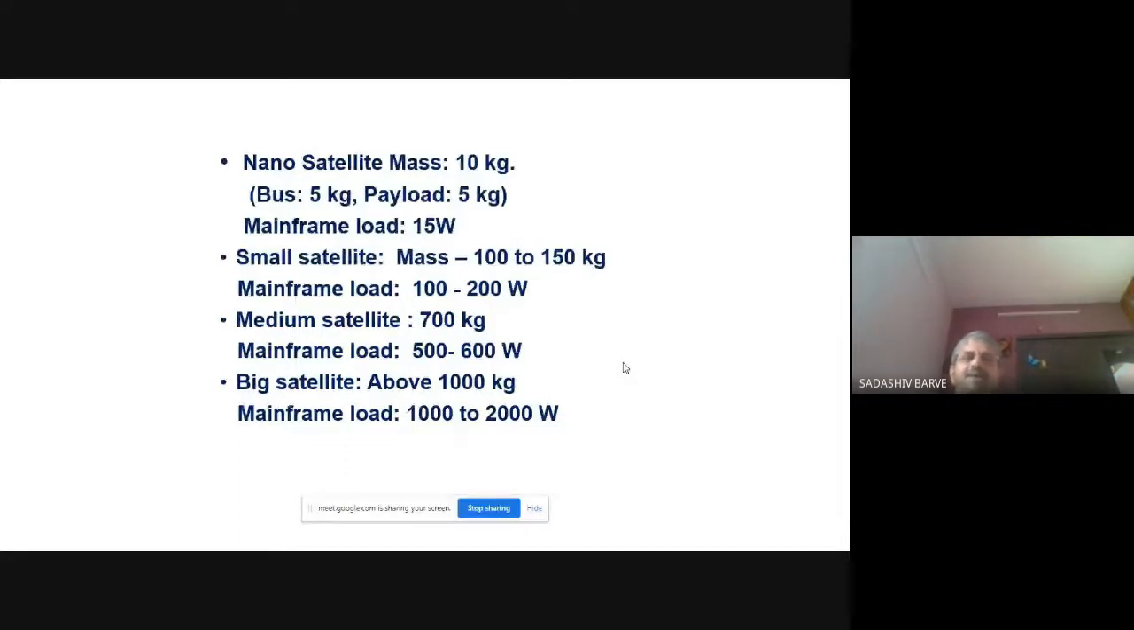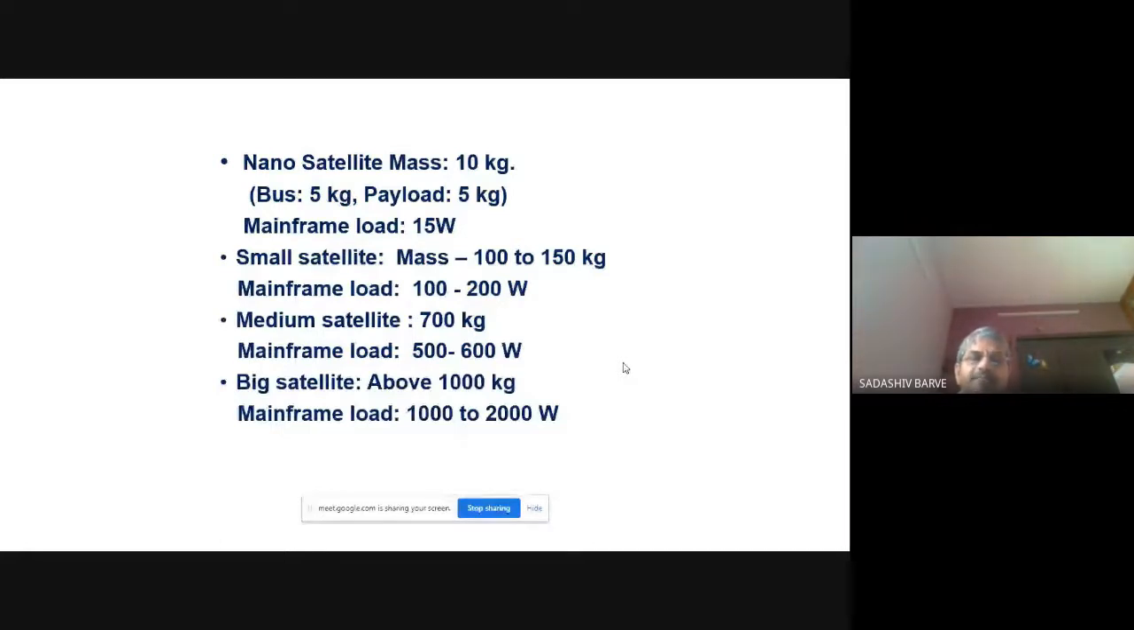Then the second part is the small satellite, where the mass can be of the order of 100 to 150 kg, while the mainframe load, that is the power generation it can create and support, is 100 to 200 watt. A medium satellite like Cartosat, which I showed you earlier, is up to some 700 kg class, where the power generation is of the order of 500 to 600 watt.